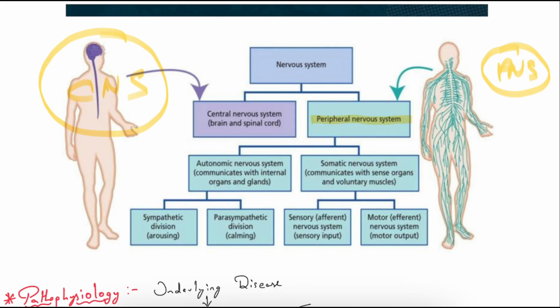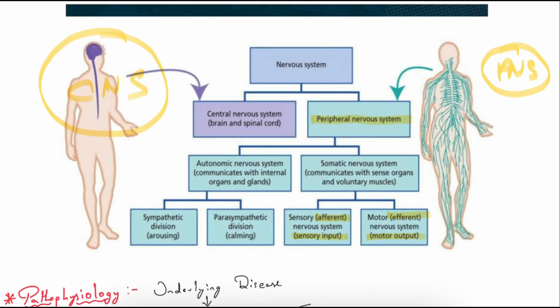So in this somatic nervous system, you can see it communicates with sensory organs and voluntary muscles. And in sensory, we can see afferent nervous system, sensory input. Next one, motor, that is efferent nervous system, and it's like motor output. Next, we can see autonomic nervous system. In autonomic nervous system, it communicates with internal organs and glands.